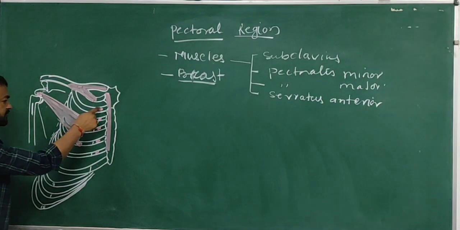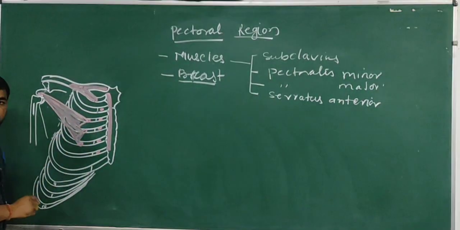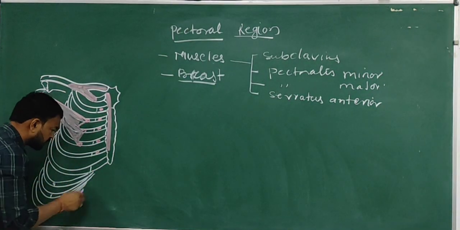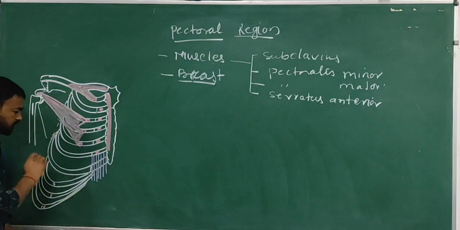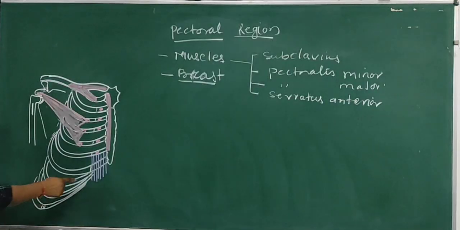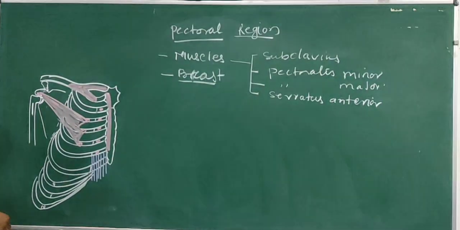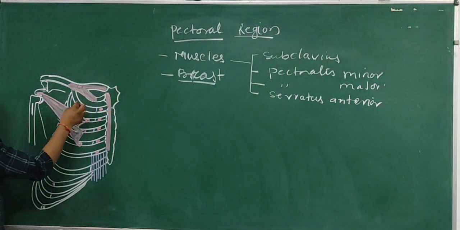Yeah, cartilage from second to sixth, the origin of the costal heads, and the one is from the aponeurosis part of the external oblique muscles. The lower fiber from the aponeurosis from the external oblique muscles. So this is the origin of the pectoralis major muscle, which is a major muscle having two heads.